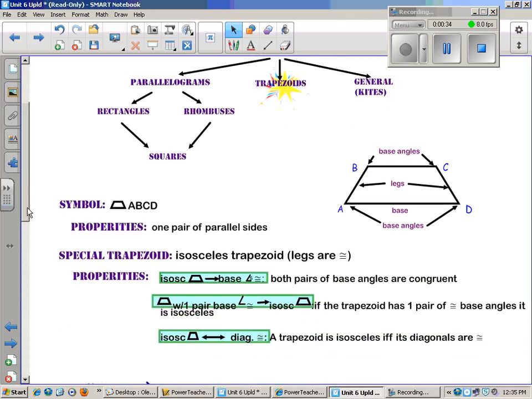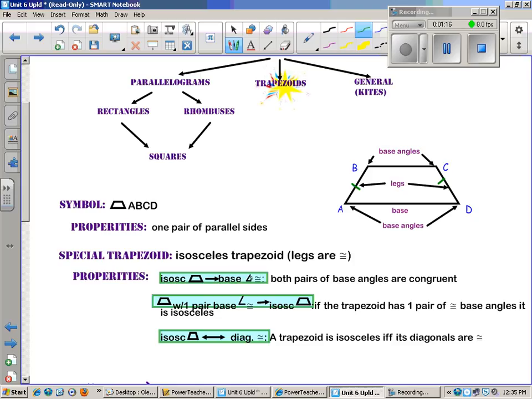And trapezoids, the one that has the most characteristics is an isosceles trapezoid. So think of what an isosceles triangle is. What's an isosceles triangle? What does it have? 2 equal sides. An isosceles trapezoid does the same thing. It has 2 equal sides. And the sides that are equal are the legs. Okay? The 2 non-parallel sides. We call the parallel sides the bases and the non-parallel sides the legs. So in an isosceles trapezoid, the legs are equal. Okay?